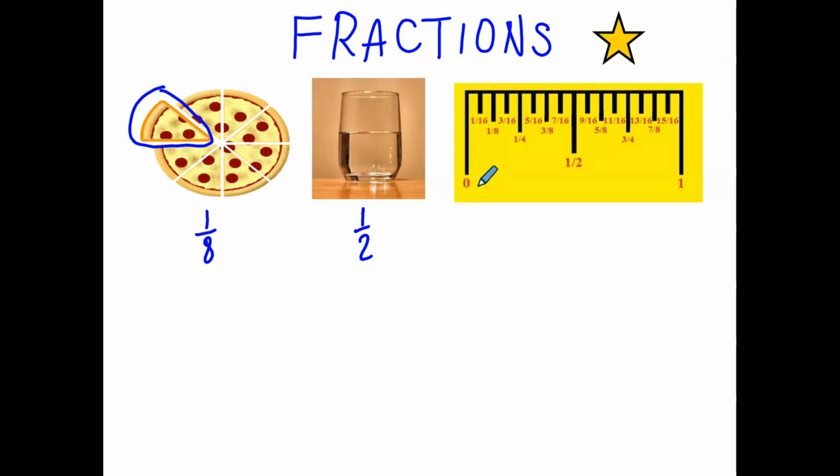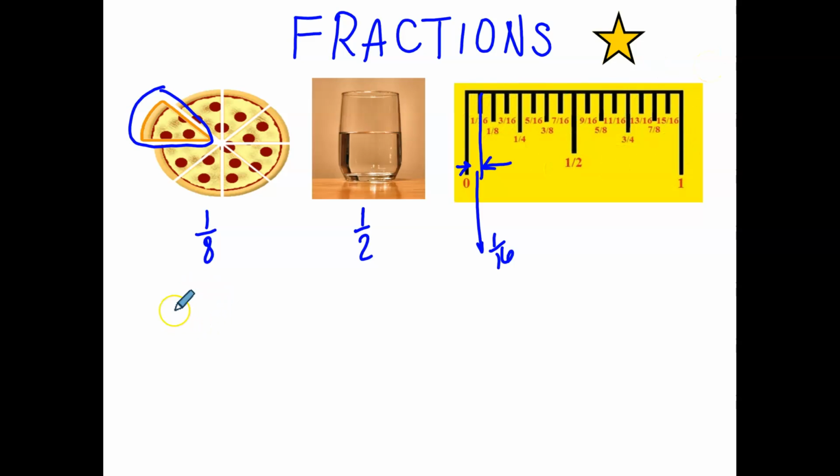The third picture represents an inch. Sometimes we need to measure to the 16th of an inch. So this part will represent 1/16th of an inch because an inch is divided into 16 parts.